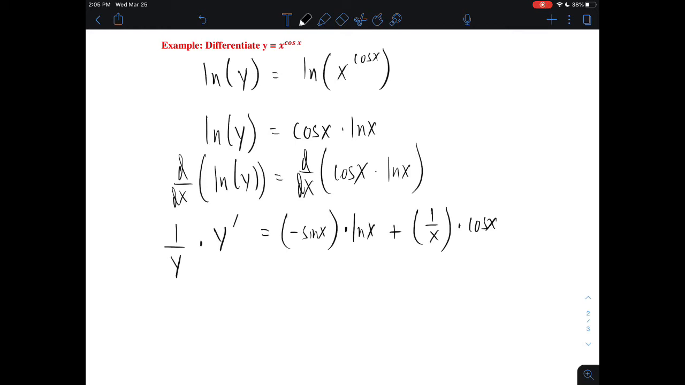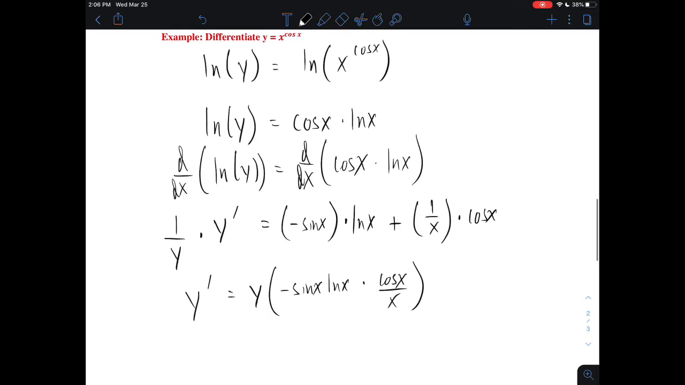All that is left is just solve for y prime, which would mean just multiplying both sides by y. So that means y times the entire right-hand side. And here I can simplify this a little bit. Negative sine x, natural log of x. And then times, this is cosine x over x. And since we had an expression for y, we should actually put that in to finish this. So then we can have the derivative all in terms of x.